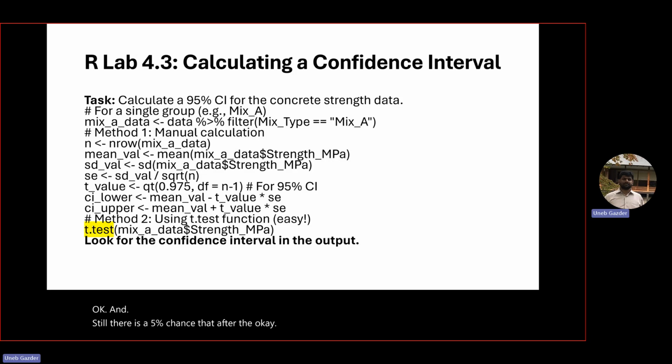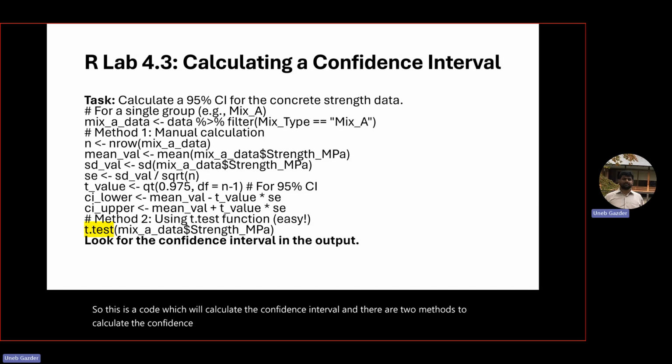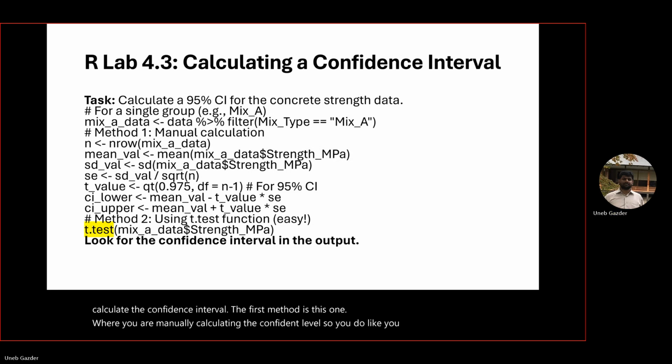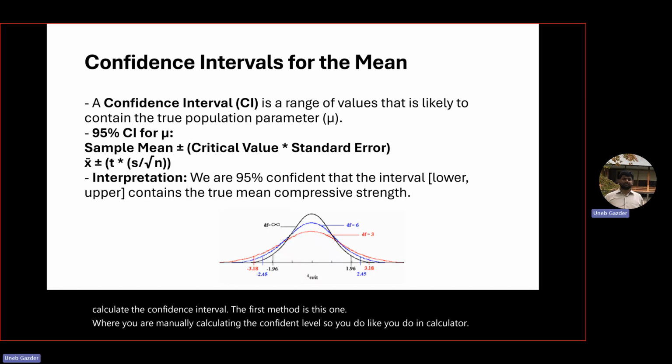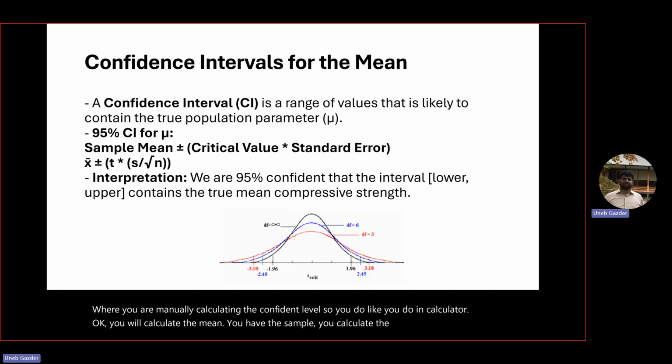So this is the code which will calculate the confidence interval, and there are two methods to calculate the confidence interval. The first method is this one, where you are manually calculating the confidence interval. So you do like you do in a calculator. You have the sample. You calculate the mean, you calculate the standard deviation, you know the number of samples. You will do x bar and t. For 95%, t will be 2. So you will put in the calculator: mean plus 2 into standard deviation upon root of n. So the first method is this.